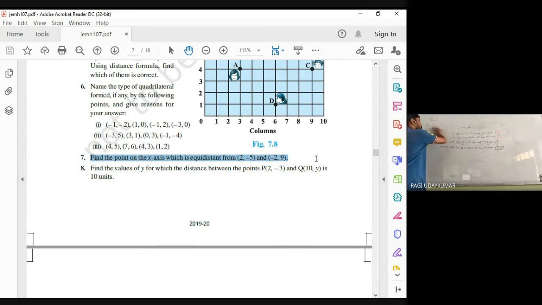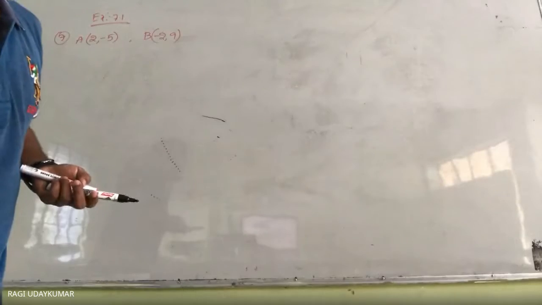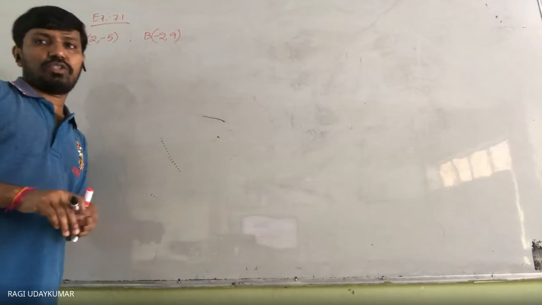Okay, so now let us move to the seventh question. Here, what is the question given? Equidistance from 2 points. Find the point on the x-axis which is equidistant from the 2 points. Two points are given to you here: 2 comma minus 5. Let us consider this point as A, and B is the point minus 2 comma 9. So now the question is: find a point on the x-axis which is equidistant from these 2 points.